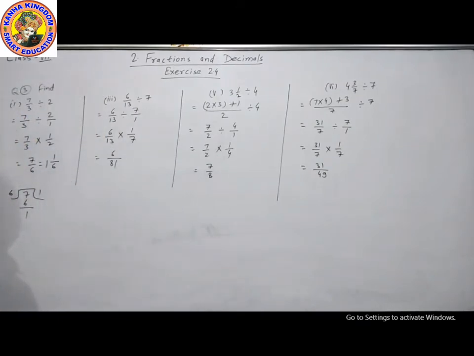Let's begin again from the question. Find 7 by 3 divided by 2. 2 is a whole number, we can change it into a fraction number by dividing by 1. The divide sign changes into multiply, the reciprocal of the second digit is 1 by 2. 3 into 2 is 6, so 7 by 6. By dividing we can change it into a mixed fraction number.